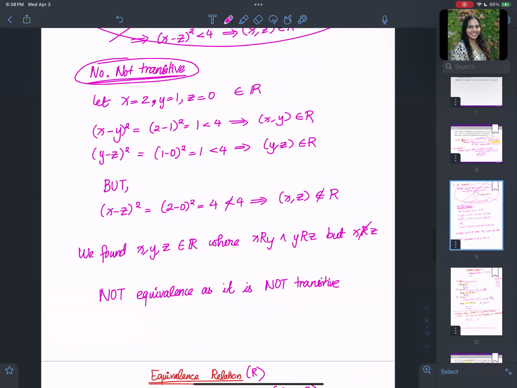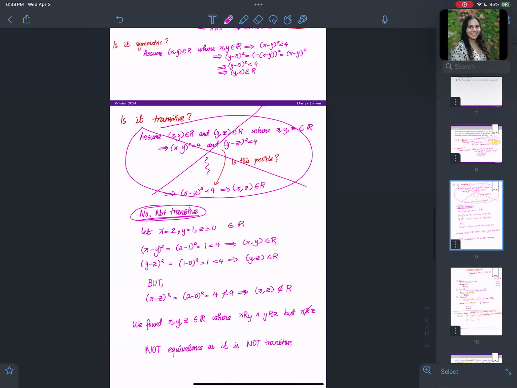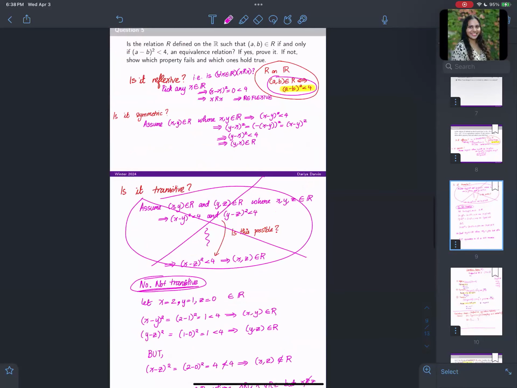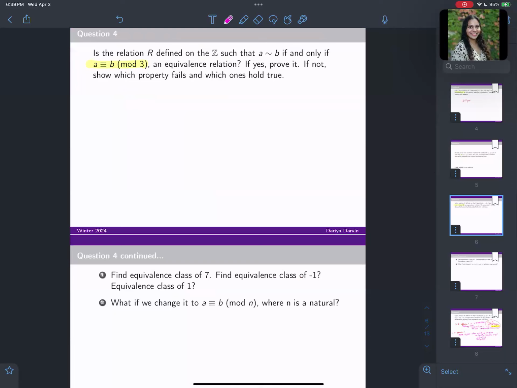Any questions in this? If there is no question, start doing question 4. If there is a question, just ask me in the chat.